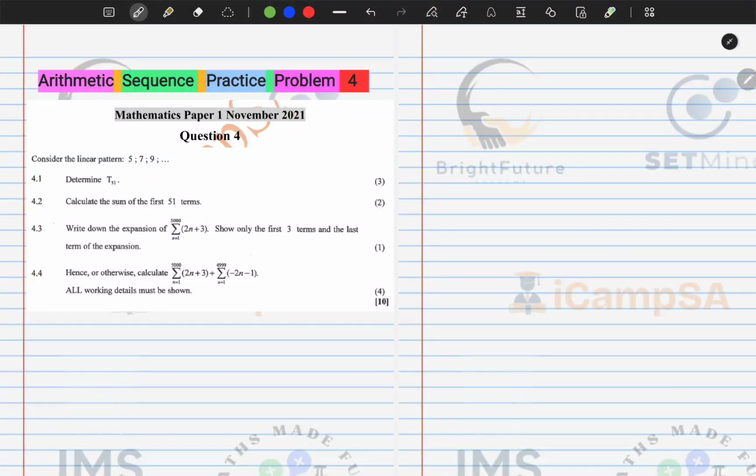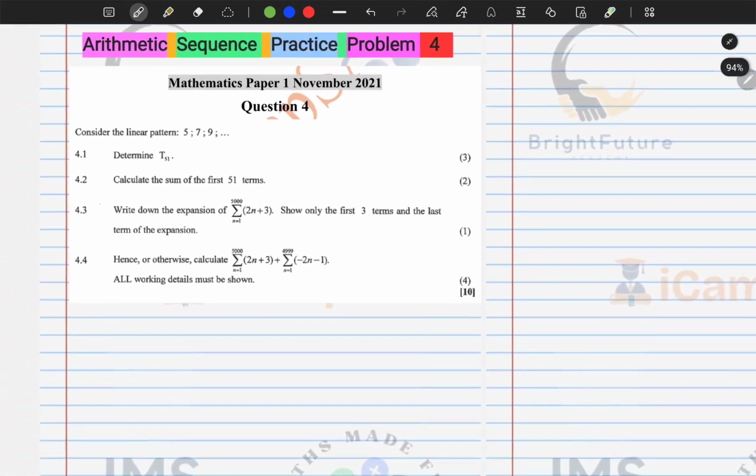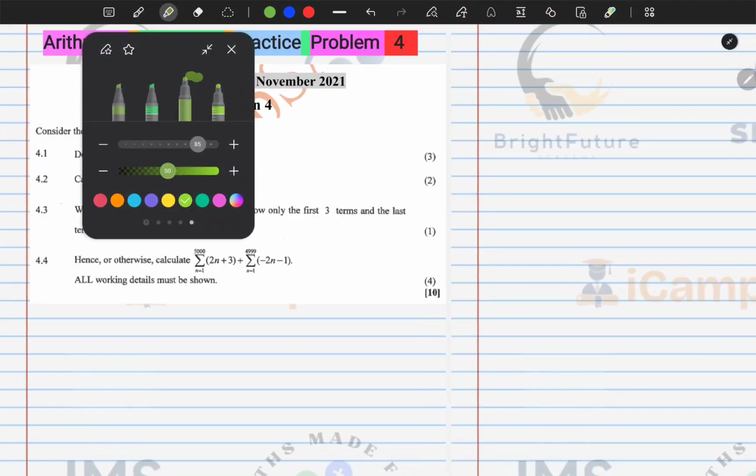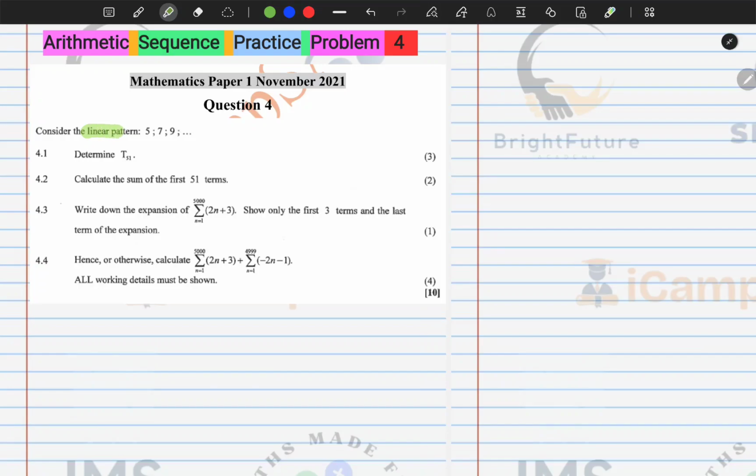Greetings learners once again, and let's have a look at our practice problem number 4, which is question 4 from the 2021 November paper. We are still on arithmetic sequences. So we are given, consider the linear pattern. If you remember, we did mention that whenever they say linear pattern, we are still talking about an arithmetic sequence.